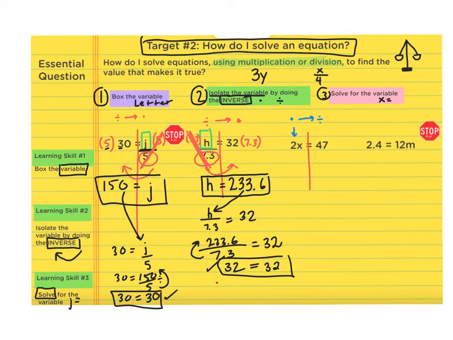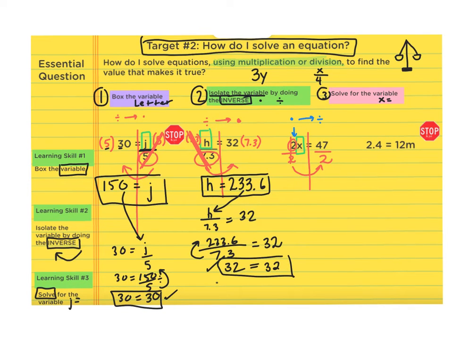First step, box the variable. There's my x, there's Miss Holton. Second step, isolate the variable. So I want to get Miss Holton all by itself, so I got to move this puppy right here. I got to move it over here. Okay, I know for sure it's multiplication because the 2 and x are stuck together, the variable and the number. So let's do the opposite. Let's divide by 2. We're doing the opposite, so we're going to divide by 2.